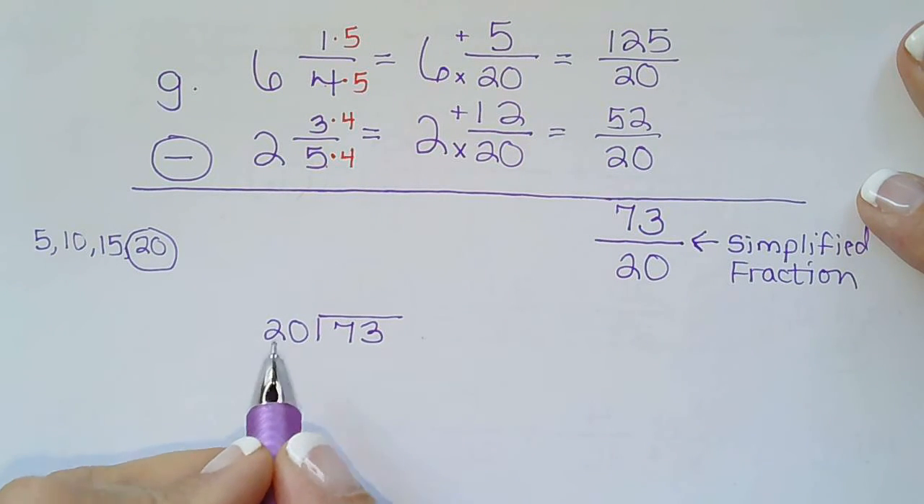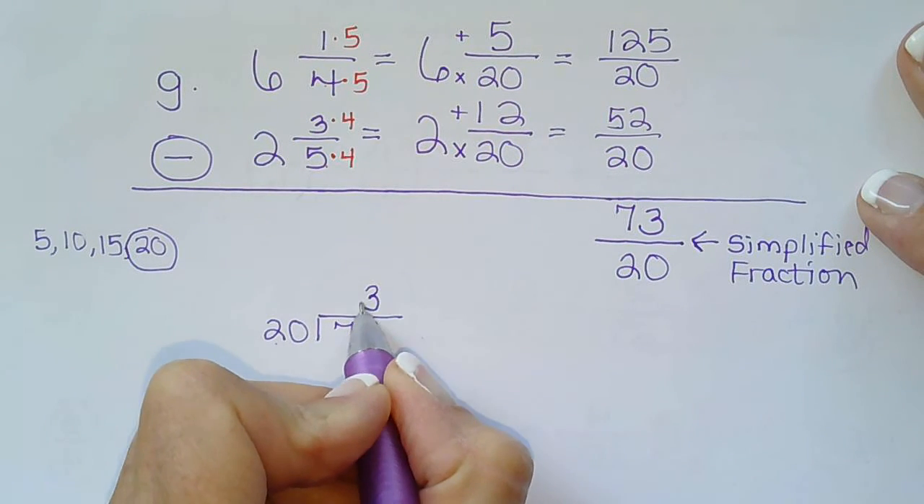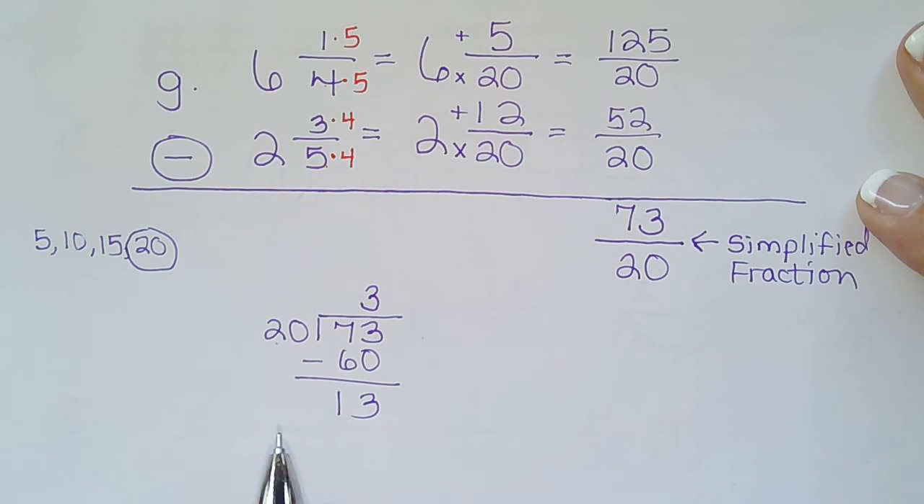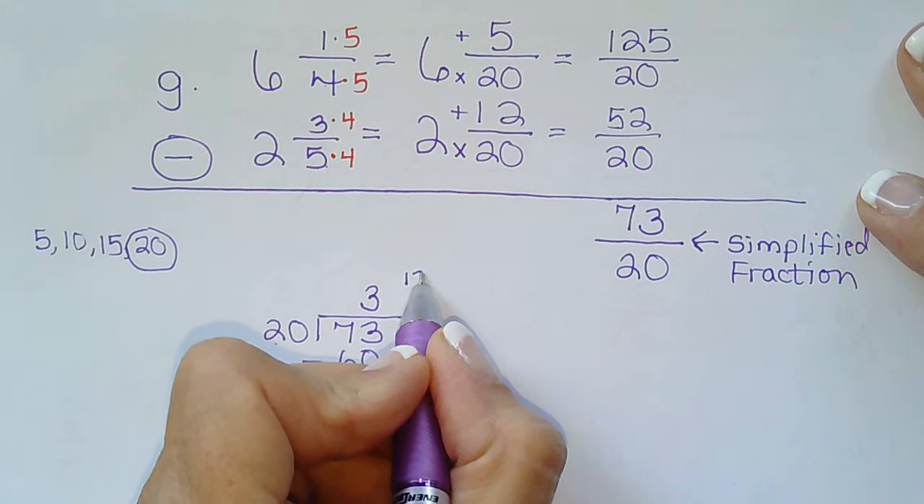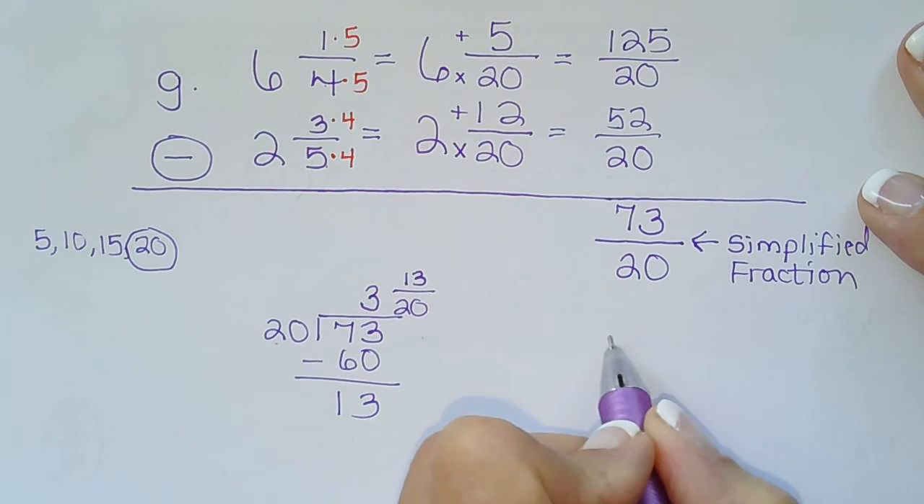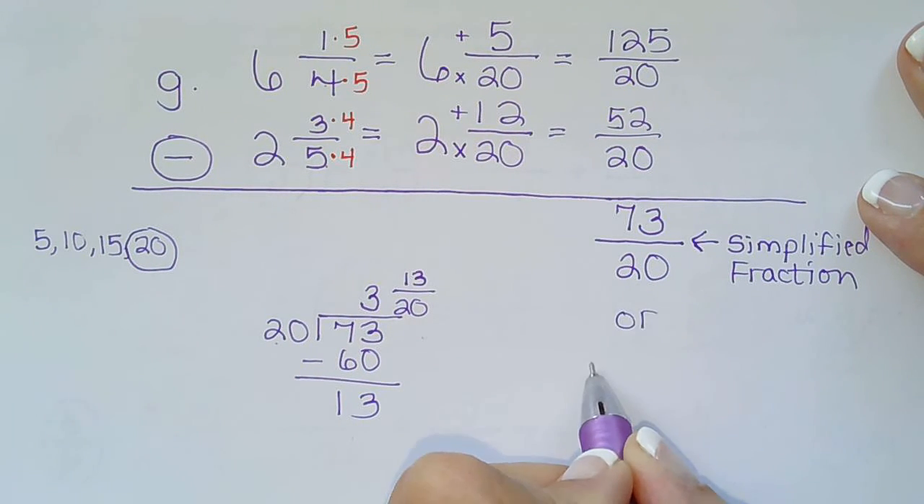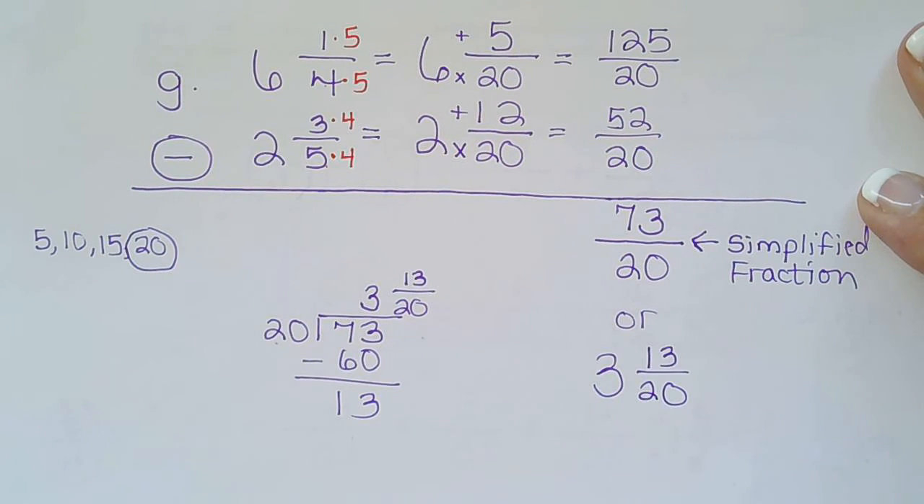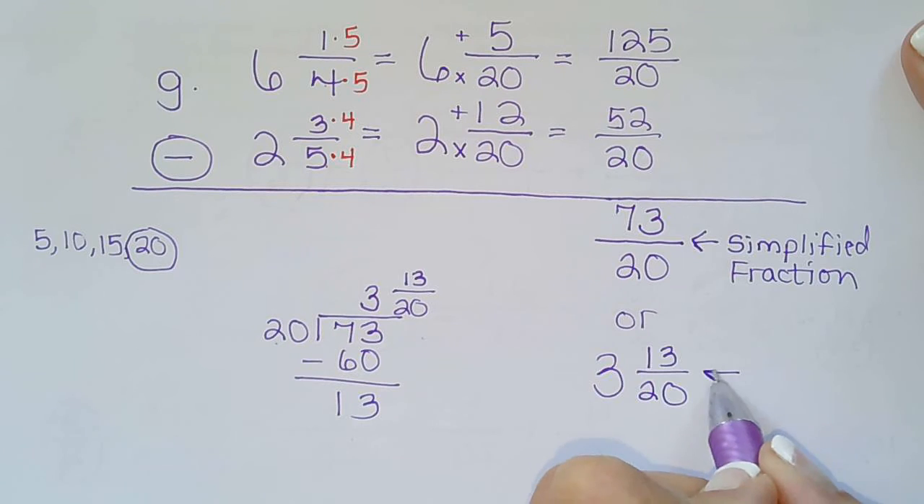20, 40, 60, that goes in 3 times. When we subtract, we get 13. So our mixed number will be 3, and then remainder over divisor. So, 3 and 13/20 if the directions ask for a mixed number.